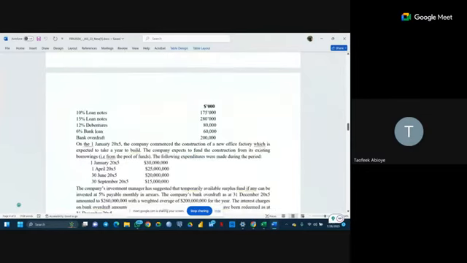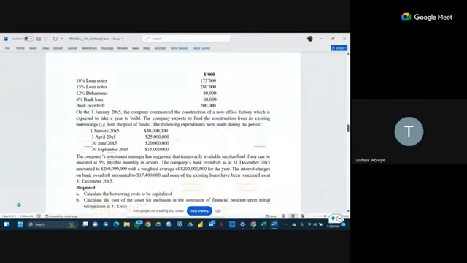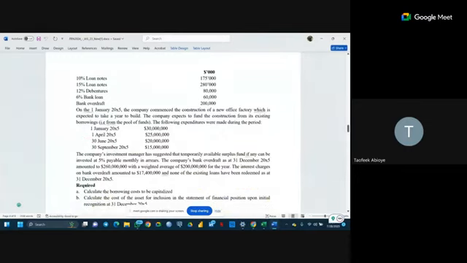Loan notes of 10%, another one of 15%, another of 12%, another one of 6%, bank loan. Then another one is bank overdraft again. On the 1st of January, just like they told us, the company is highly geared, which means it's exposed to a lot of debt financing.